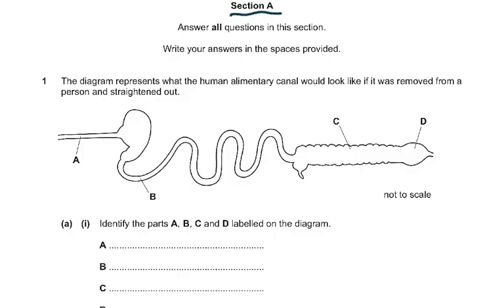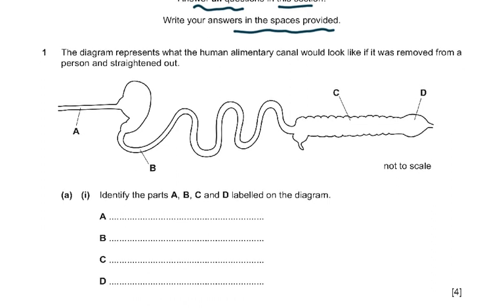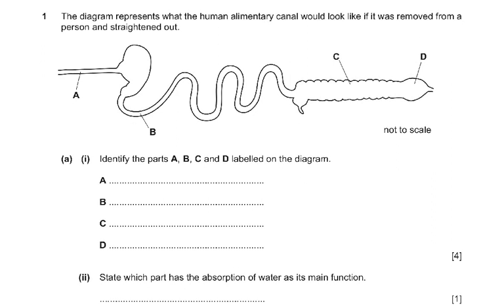As you all know, in section A, you have to answer all the questions in this section and write your answers in the spaces provided. Now, coming to the first question, the diagram represents what the human alimentary canal would look like if it was removed from a person and straightened out. So you can see here they've given you a diagram. Well, you're supposed to figure out which one is what. So it says identify the parts A, B, C, and D labeled on the diagram.